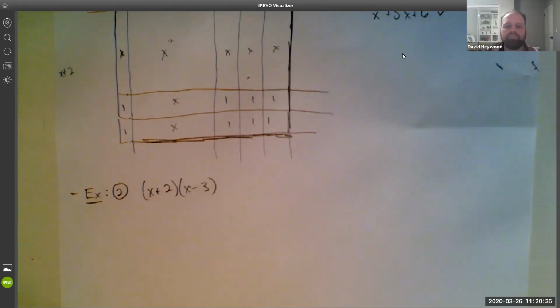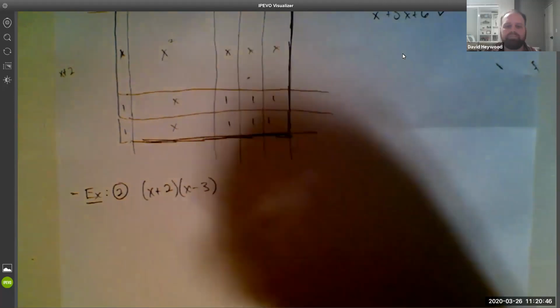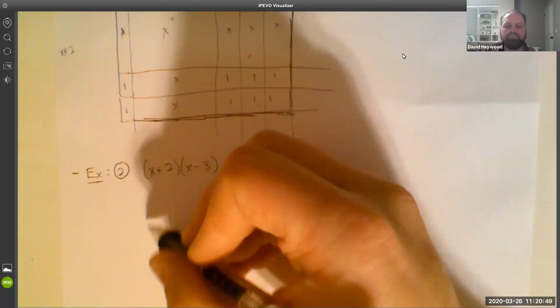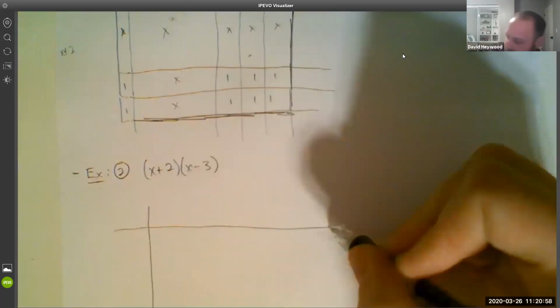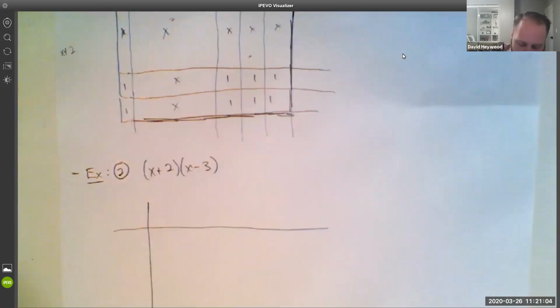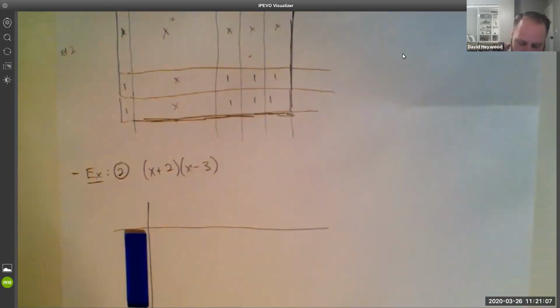So we want to do x plus 2 times x minus 3. I'm not even going to use my tiles. I'm just going to draw the solution, if that's okay with you. So let's do x plus 2 times x minus 3. Oh, maybe I want to use my tiles here. Yeah, maybe I'll still use my tiles. X plus 2 and x minus 3.